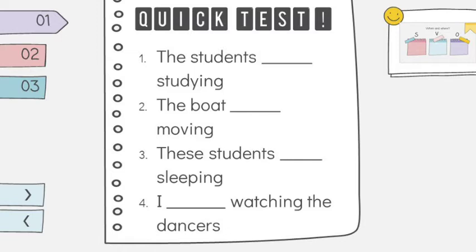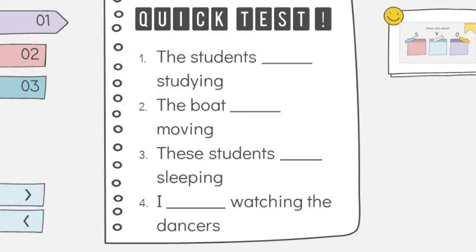Okay, now let us do some quick tests. For the first one, the students are studying. Because the students is plural, we need to use are. Now, look at number 2, the boat is moving. Why do we use is? Because boat is singular, so we use is. Question number 3, the students are sleeping. Why is the answer are? Because students refers to plural, so we need to use are sleeping.